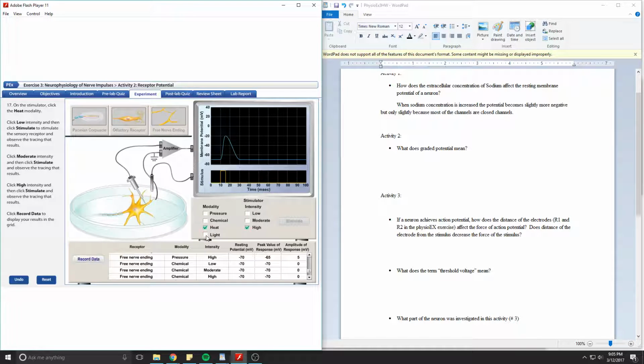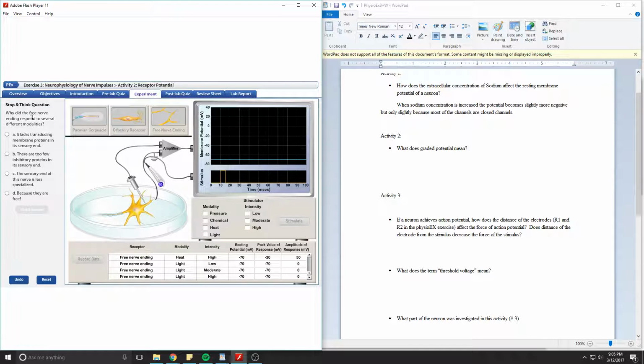I bet it responds to light too. Let's see. Oh, record data. I keep forgetting to do that. So it didn't do anything for low light. Didn't do anything for high light. Or moderate light. Okay, so it only responds to heat and pressure then.